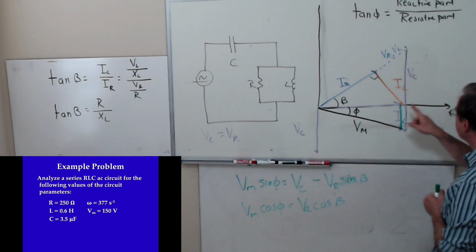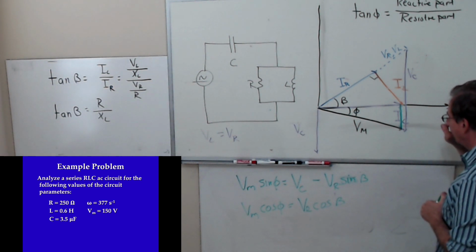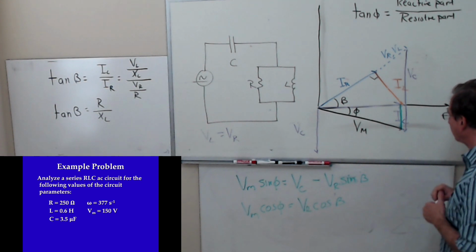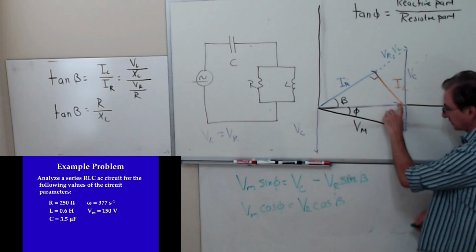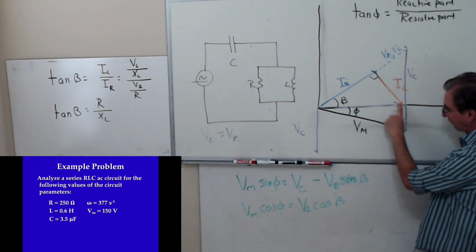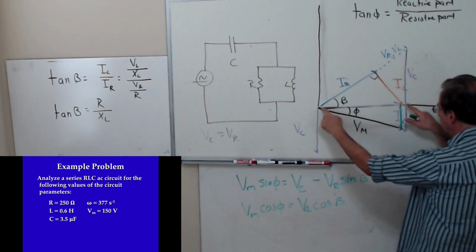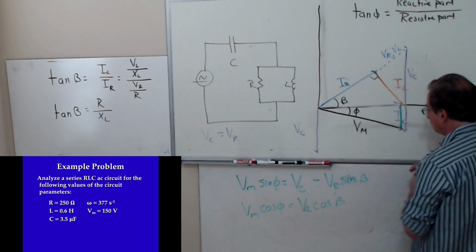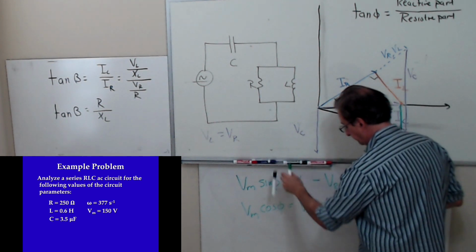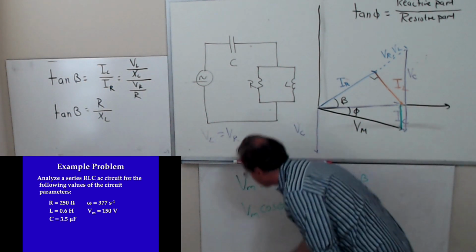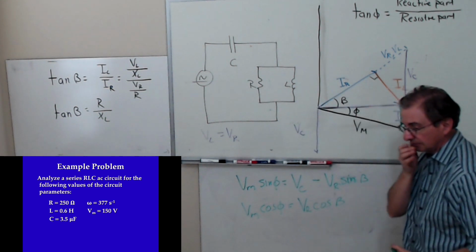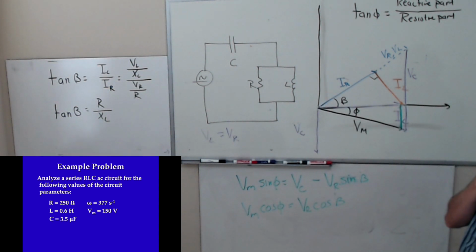Okay, so once you have this picture, you can figure out everything. So this guy is just v sub m sine of phi, and then this is v sub m cosine of phi. Are we okay with that? Questions?